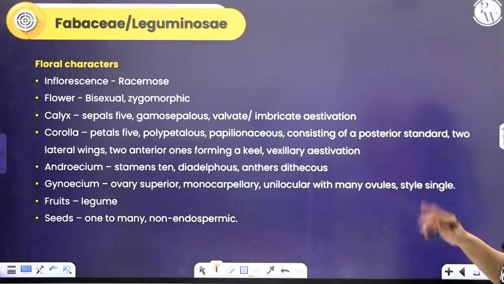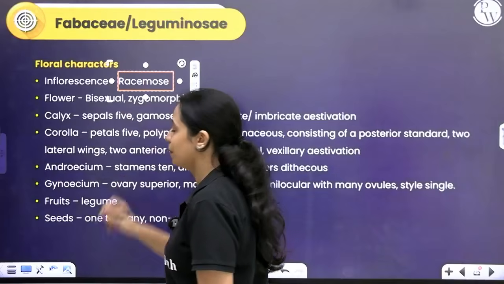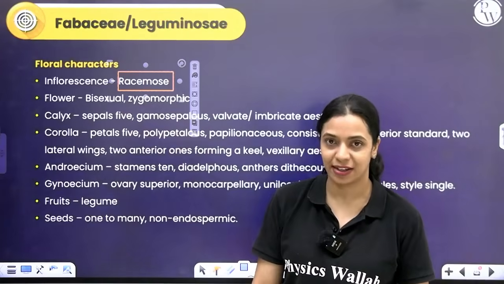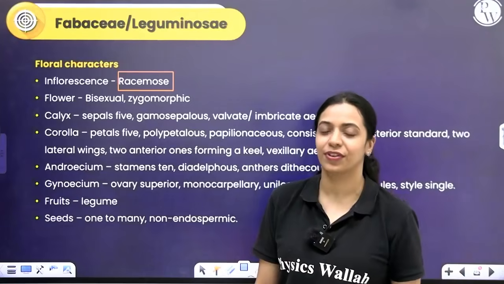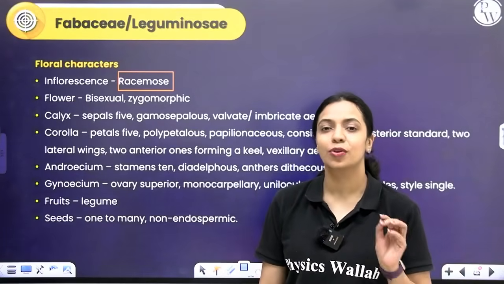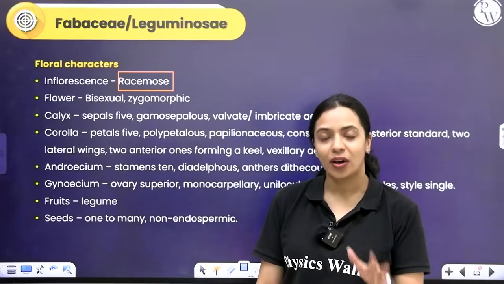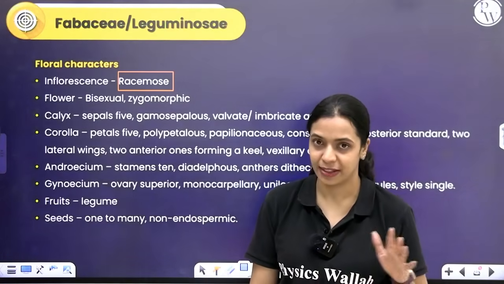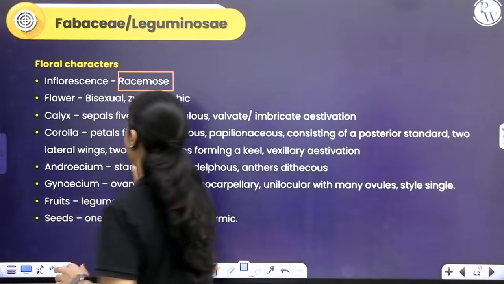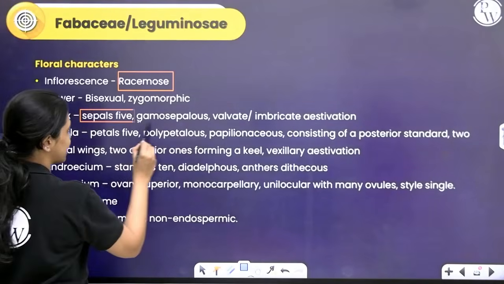Next, talking about its floral characters, inflorescence is racemose. In a pea plant, we saw how it had both Androecium and gynoecium. Pea plant was also an example for zygomorphic flower. So in pea, you see that the flower is bisexual and zygomorphic. Talking about individual calyx, corolla, androecium, gynoecium. Calyx, you have 5 sepals and the sepals have fused, so it is gamosepalous.